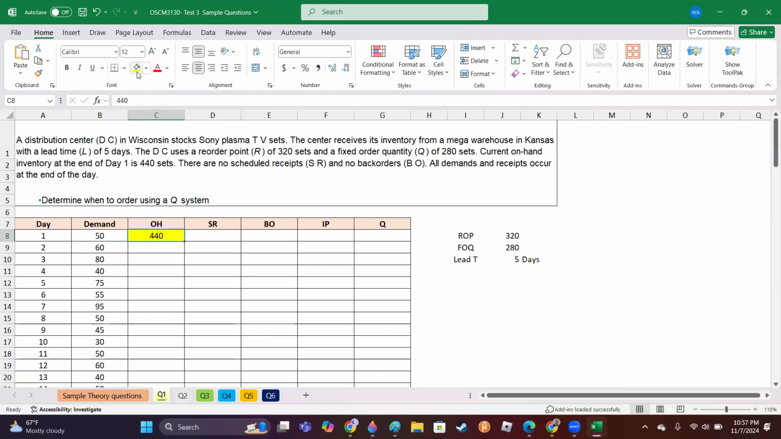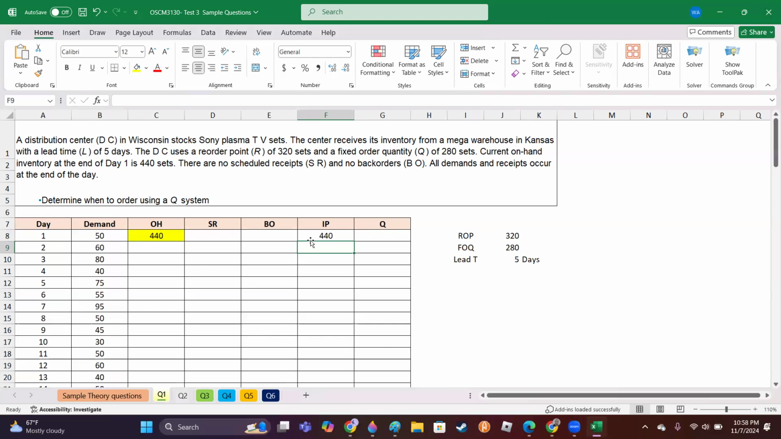As I mentioned in class, I usually start off by looking at the inventory position for any given day. Our inventory position for day 1 is the accumulation of the on-hand inventory in the warehouse plus any scheduled receipts minus any back ordered items. For day 1, there are no scheduled receipts and no back orders, so inventory position is going to equal our on-hand inventory.